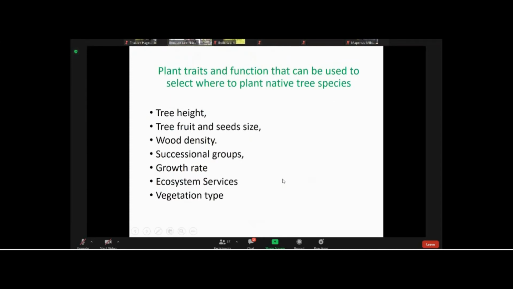About the tree traits, which can guide where to plant trees. Of course, there are many traits, but the traits which were documented in the literature are the following: tree height, tree fruit and seed size, wood density, successional group, growth rate, ecosystem services, and the vegetation type.